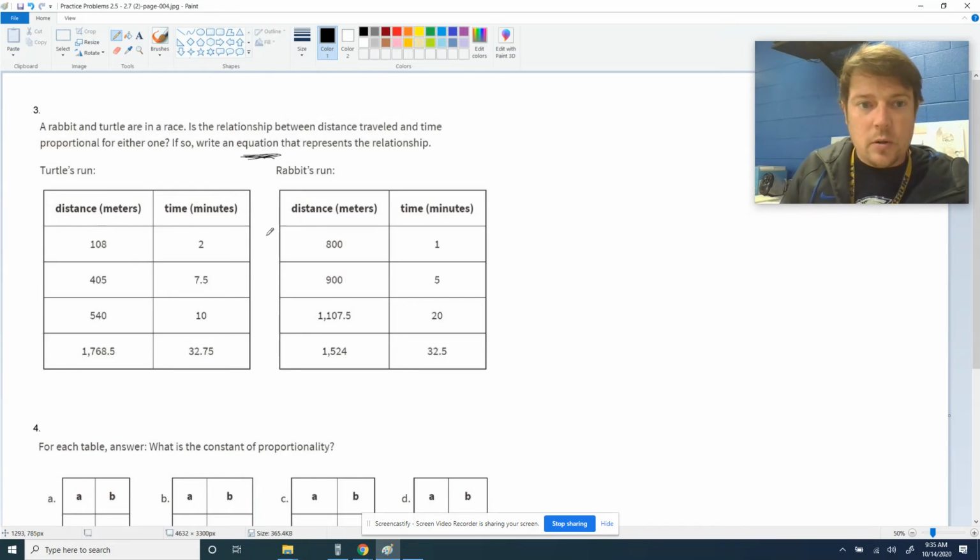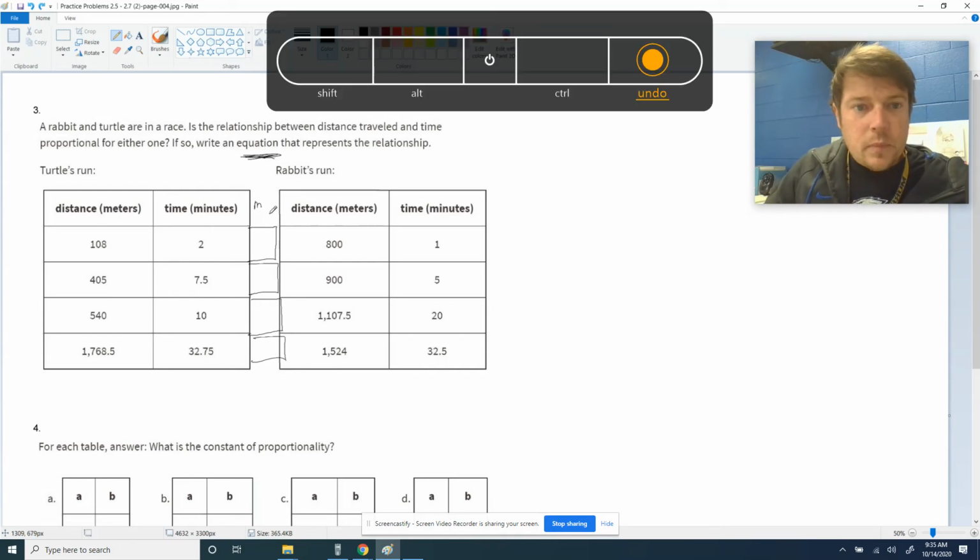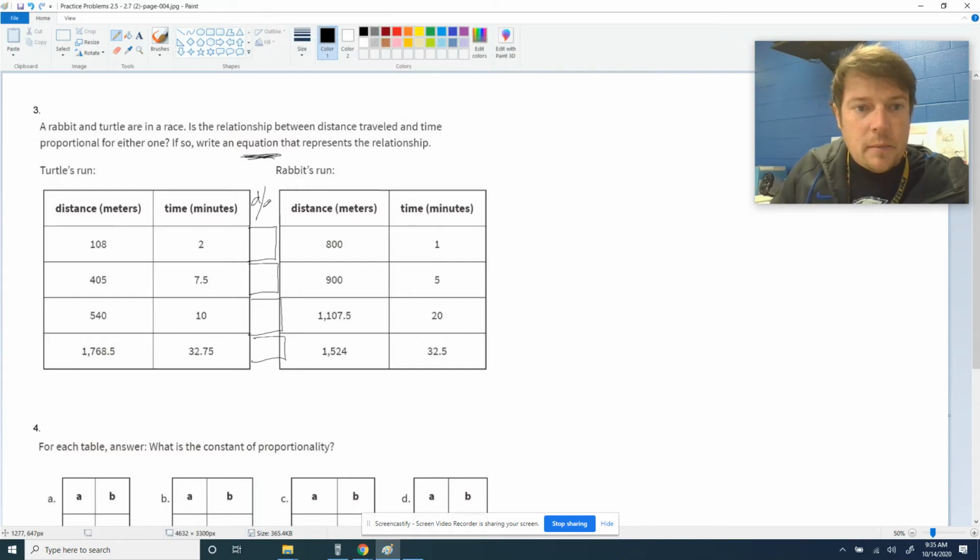We'll start with the turtle, and I'm going to add just a little column here for the turtle. I'm going to have that as time divided by distance. Actually, let's do it the other way around because it'll come out a lot nicer. Let's do distance divided by time. 108 divided in half would be 54. 540 divided by 10 is 54.